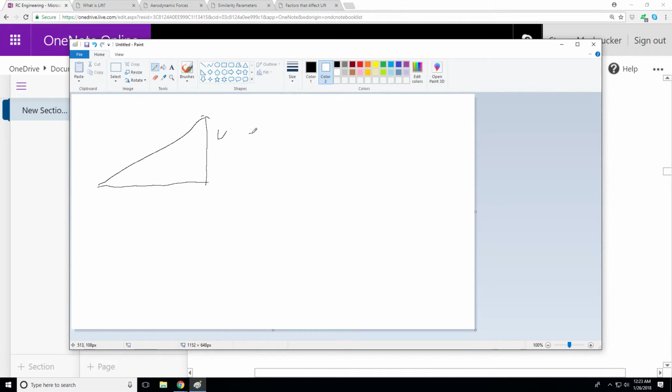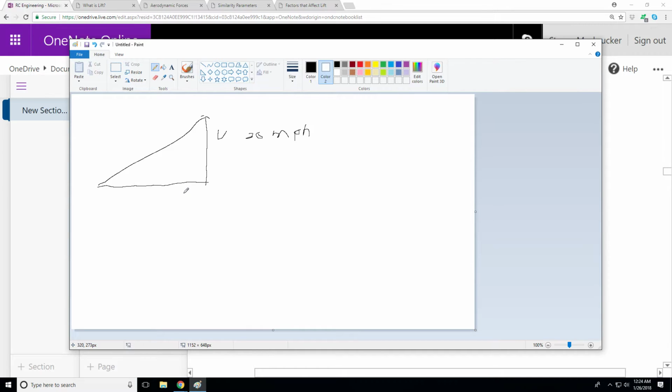So let's say I'm going 20 miles an hour. Sorry, this is very hard. It's very hard to draw with the mouse. Okay, so I'm going forward at 20 miles an hour.